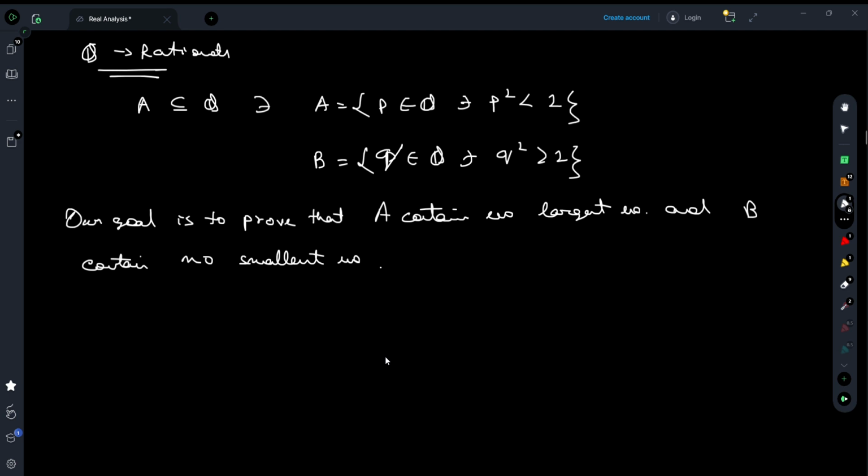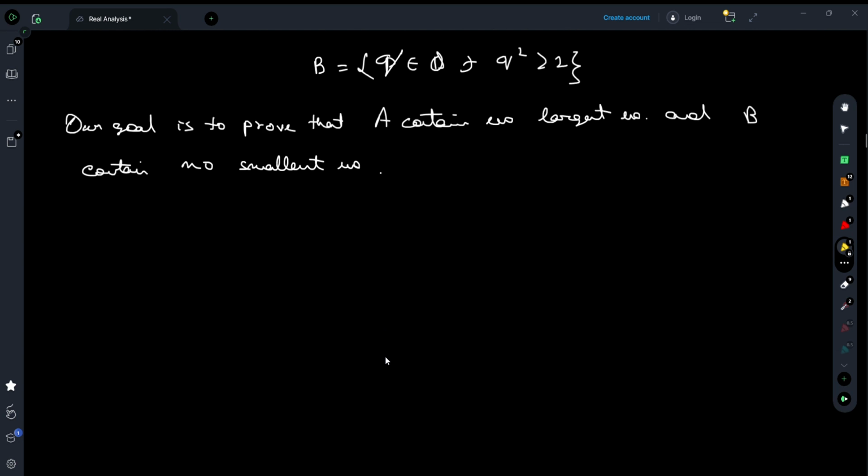See, we can use this concept here: whatever p we take from A, we can always find another rational, say p dash, such that p dash is greater than p. Therefore, we have no largest number in A. And the same thing we do in B: whatever number q we fix in B, we can always find a number q dash such that it is less than q. Okay, let us say this.